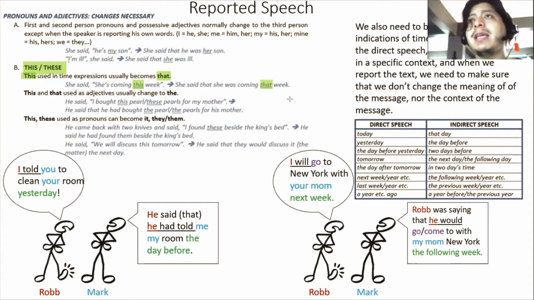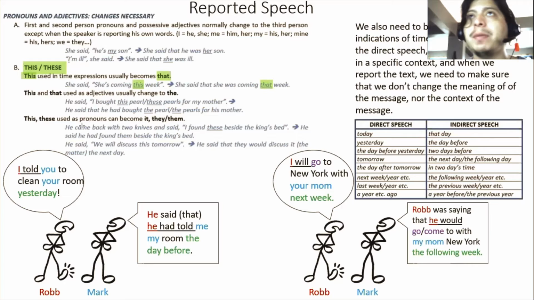Okay, imaginen que ella dijo, yo voy a venir esta semana, pero cuando nosotros lo reportamos ya no es esa semana, lo reportamos en un mes. Ella dijo que ella iba a venir esta semana. Si decimos esta semana, la gente entiende que es en el presente, en esta semana que está transcurriendo. Si decimos that week, ella dijo que ella iba a venir esa semana, y entonces tiene más sentido, ¿sí? Cuando alguien dice this en el direct speech, nosotros lo reportamos como that. ¿Por qué? Porque ya no está cercano, ¿sí? Ya no es esta semana, ahora es esa semana, ¿sí?